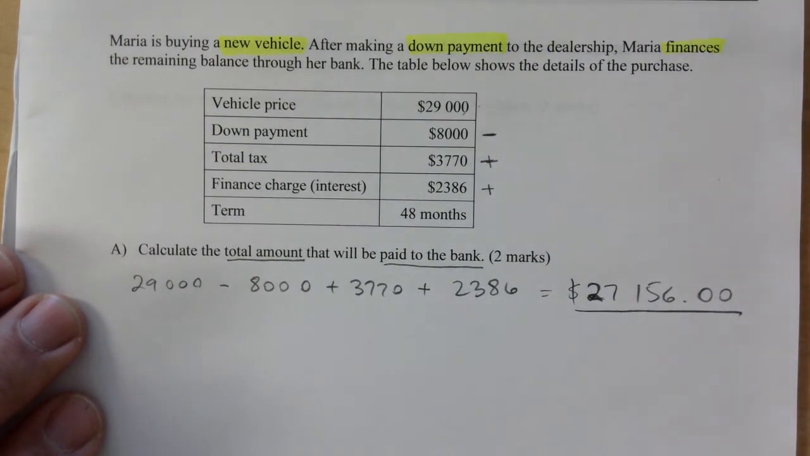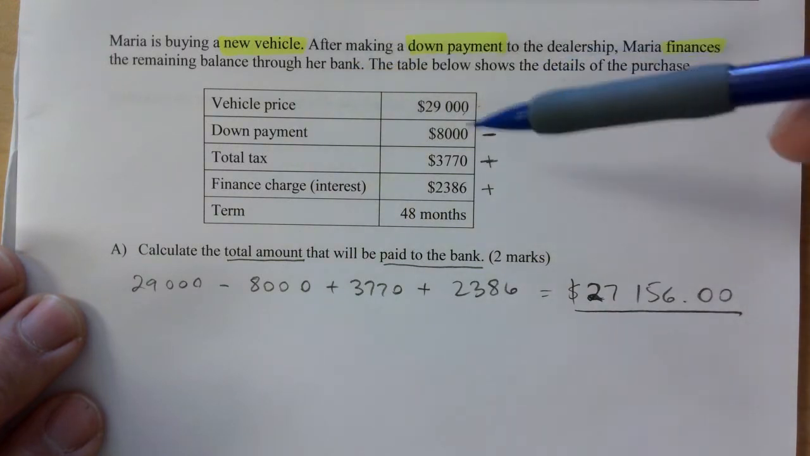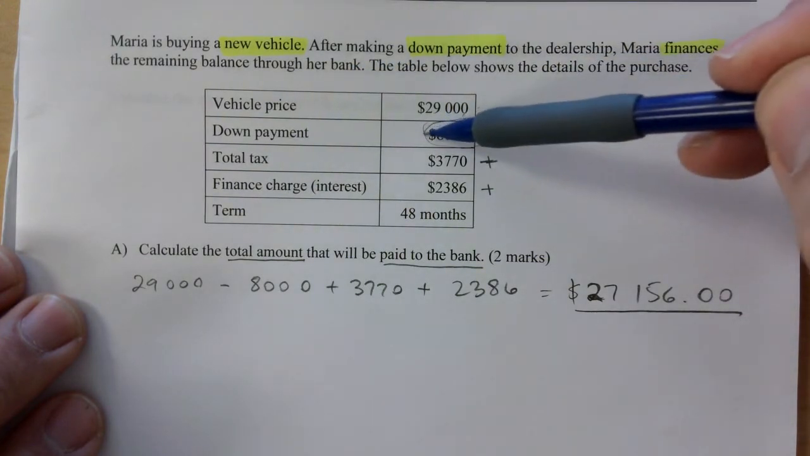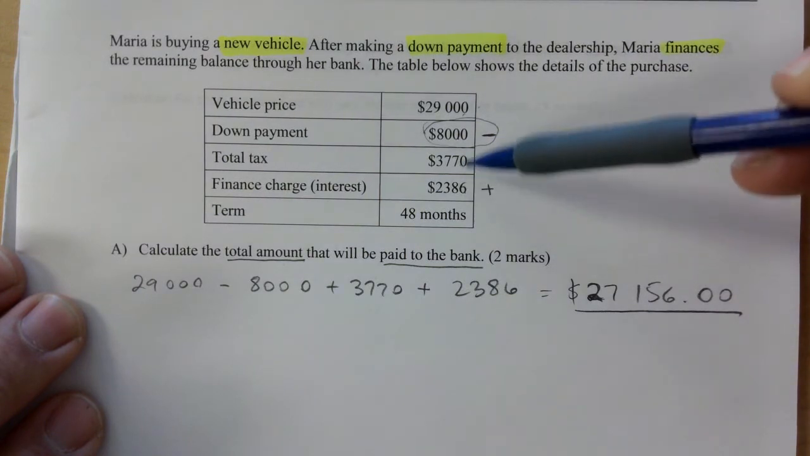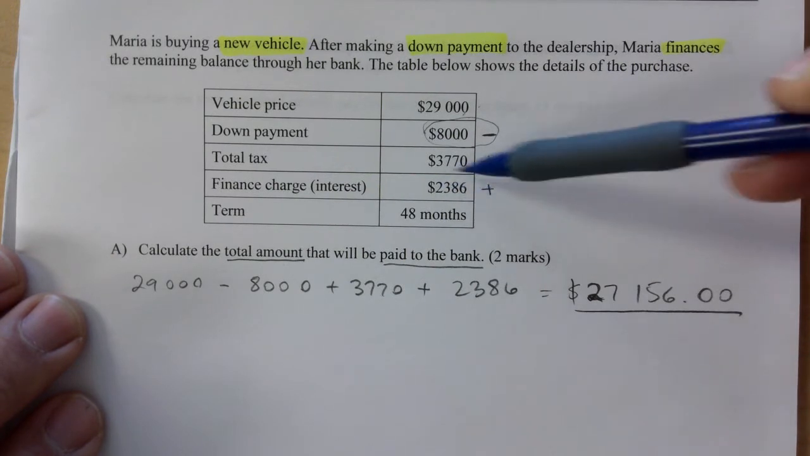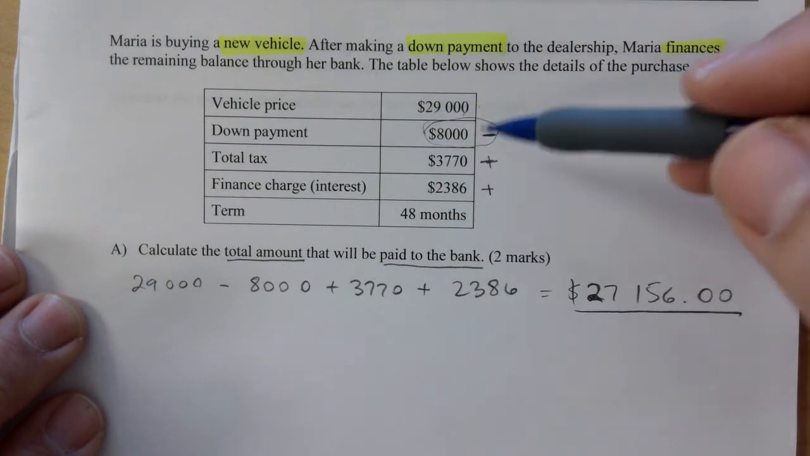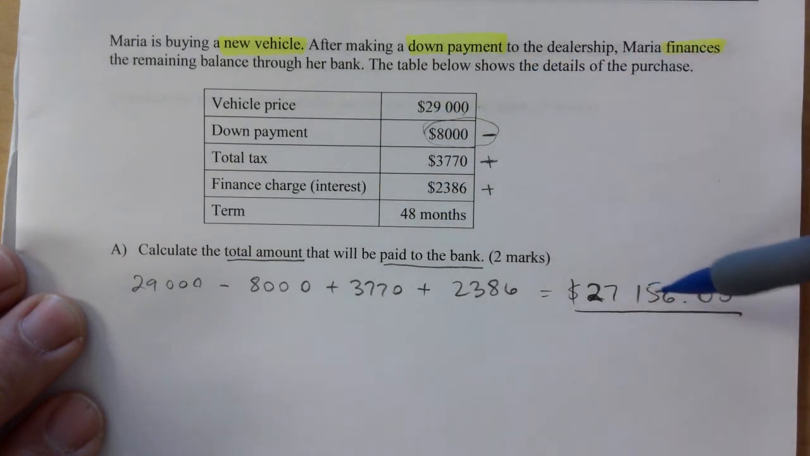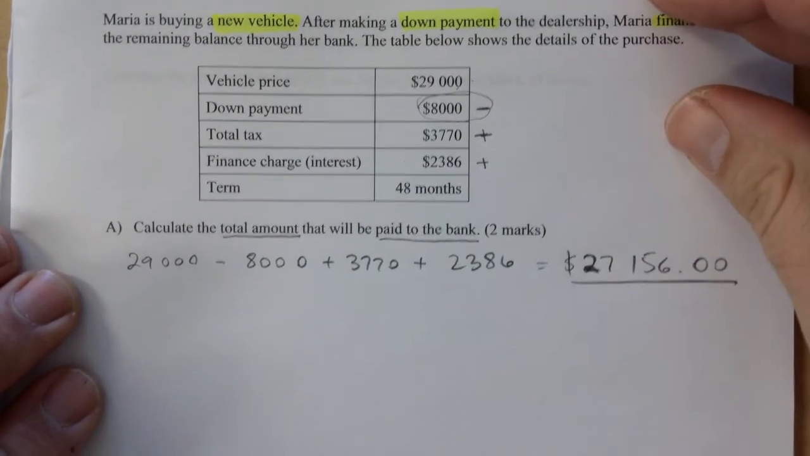And notice this. After making the down payment to the dealership, Maria finances the remaining balance through her bank. So we take this off, and then the remaining balance, which would be your taxes and the finance charge, the bank figures this out, and that's how they determine what your payment will be, right? They figure out how much total interest will be, and then they add it to that, divided by the number of months. So this is how much you would have to still pay them back at the end.